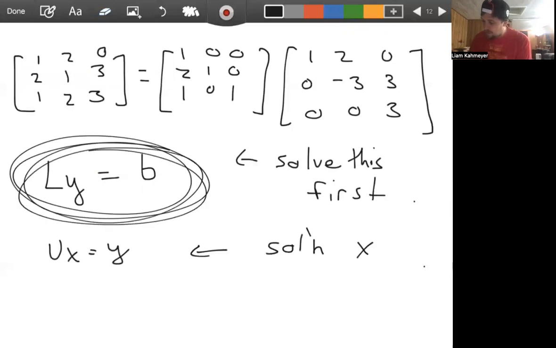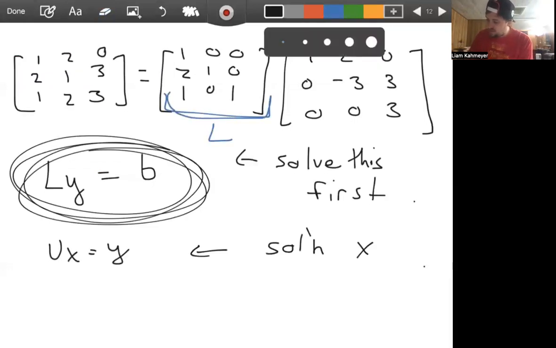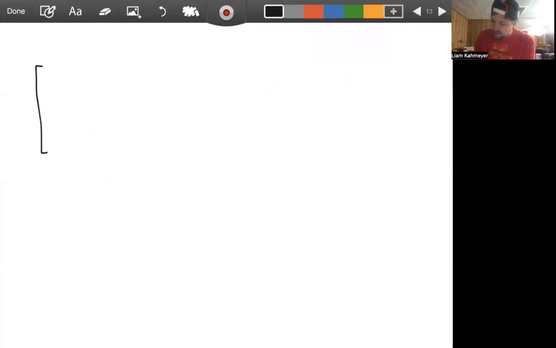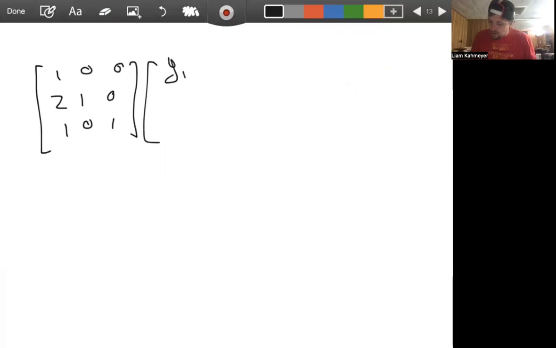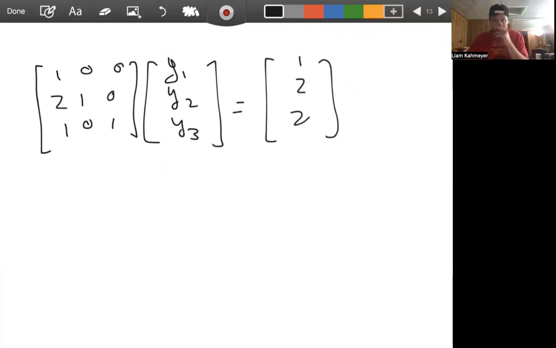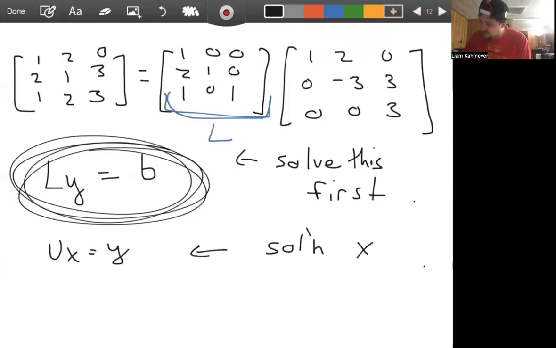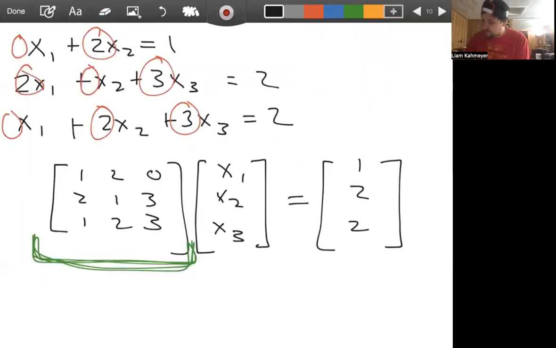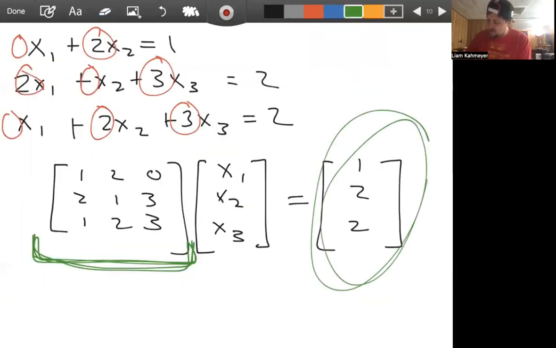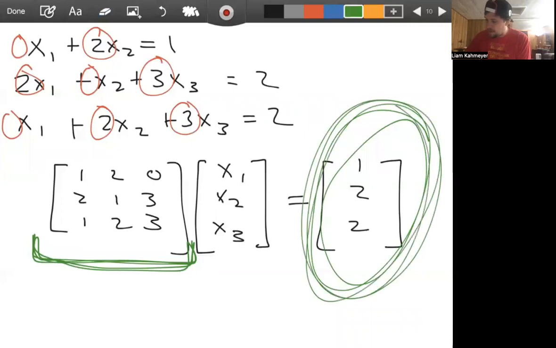And so our matrix L is the lower triangular matrix. So this is L, and we're going to set up L. So 1, 2, 1, 0, 1, 0, 0, 0, 1 times y, right? These are new unknowns that we're solving for. And this is equal to B, which was 1, 2, 2, right? Just from the original system. That was B from the original system. Okay.